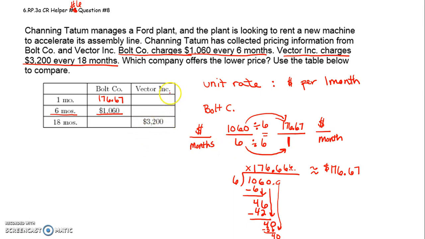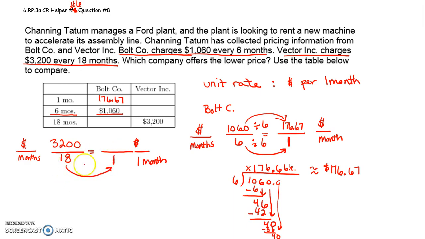Let's figure out Vector Company for 1 month. If I look at money over number of months, the information about Vector Company is that it's $3,200 for 18 months. That's a really, really long fraction bar. What I want to figure out is my unit rate. How much would Vector Company charge for just 1 month? To get from 18 down to 1, I just divide by 18.